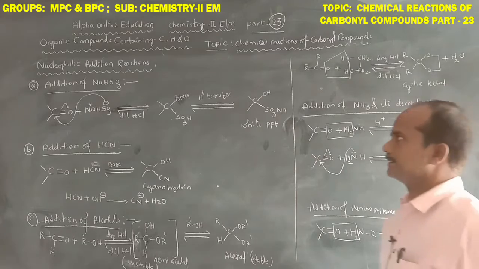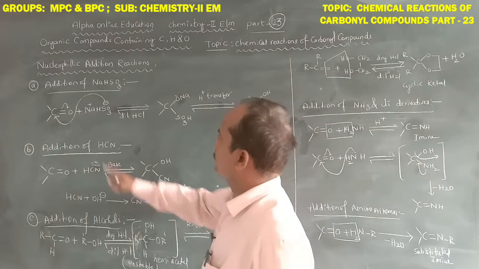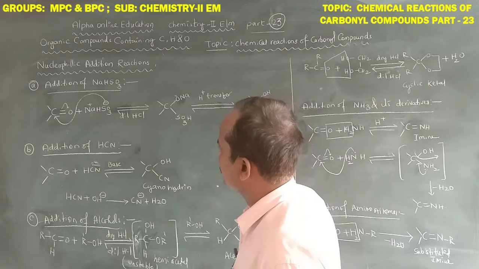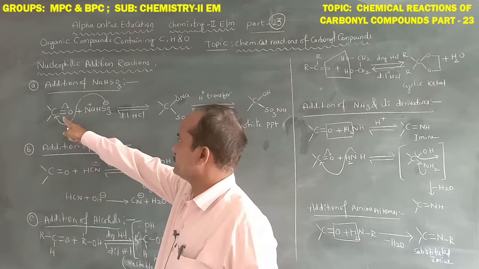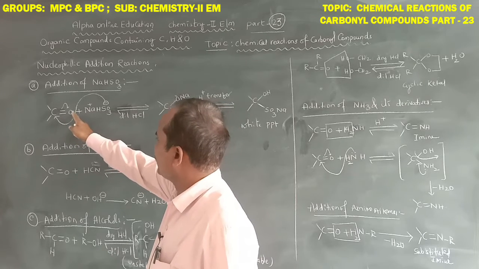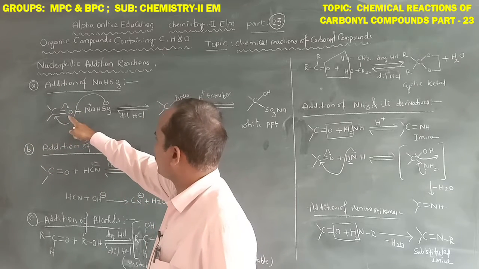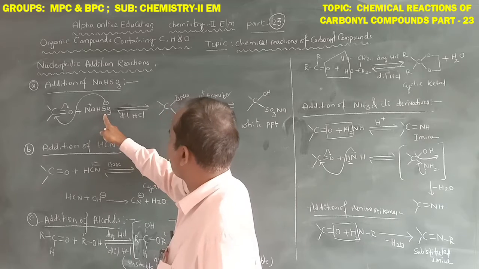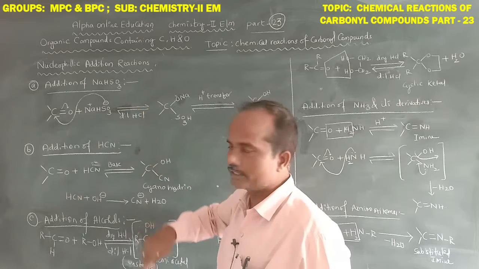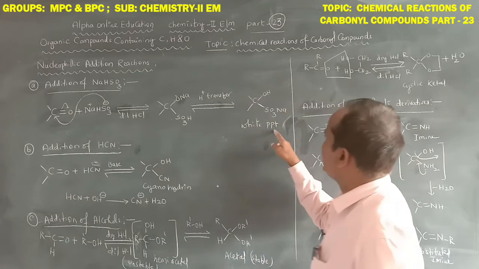Let's see the examples for nucleophilic addition reactions, of which the first one is addition of sodium bisulfite. Addition of sodium bisulfite with the carbonyl compounds. So this is the carbonyl functional group. When a compound contains a carbonyl functional group, whether it is an aldehyde or ketone, this carbonyl compound is treated with sodium bisulfite in presence of HCl. Then what happens is this white precipitate forms.